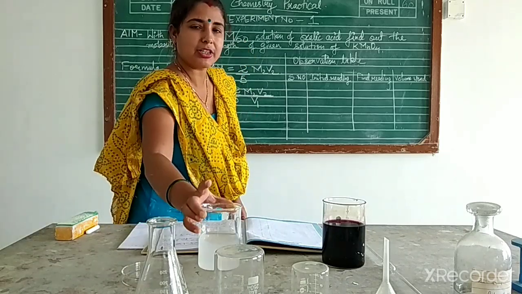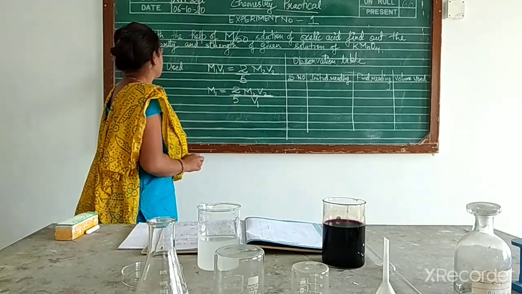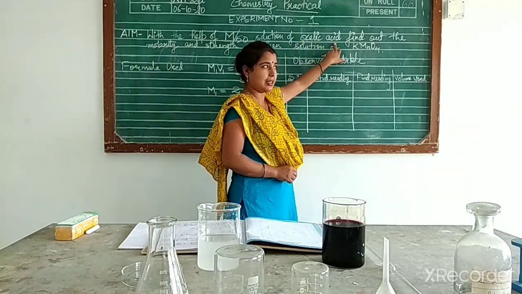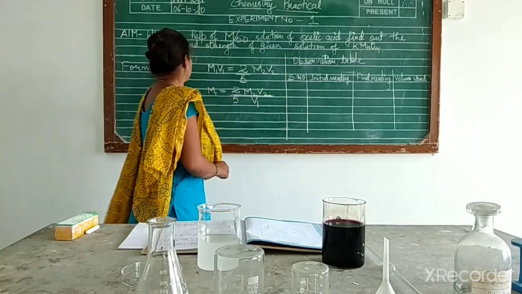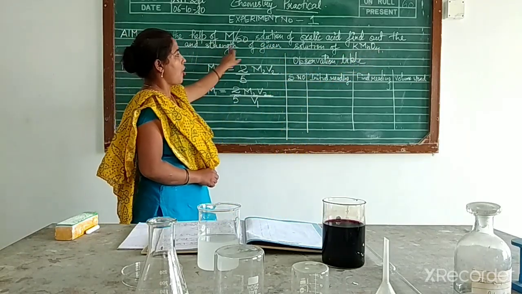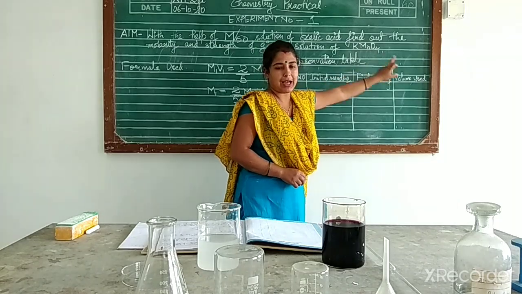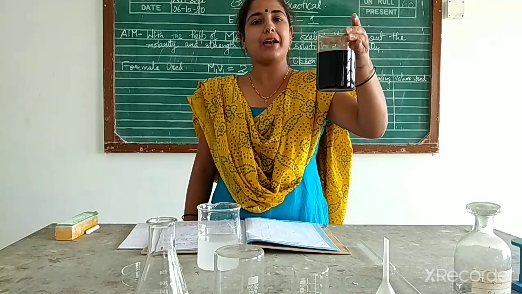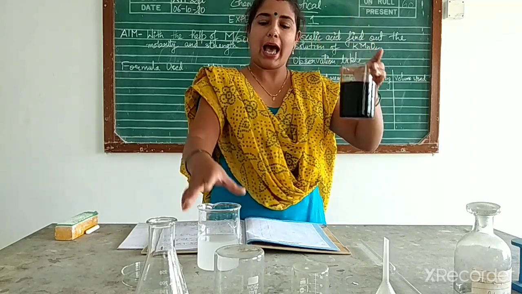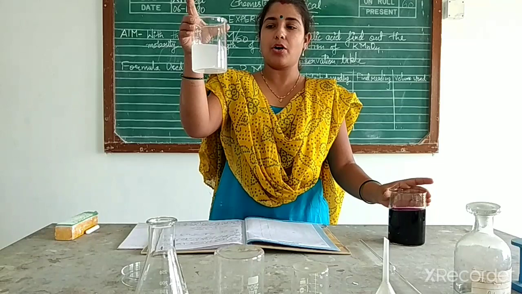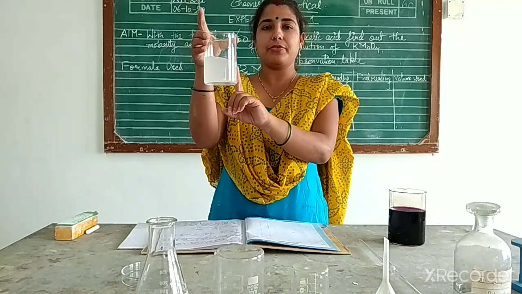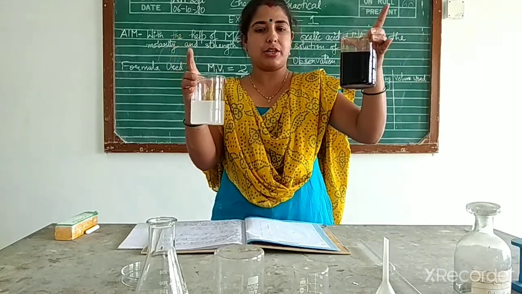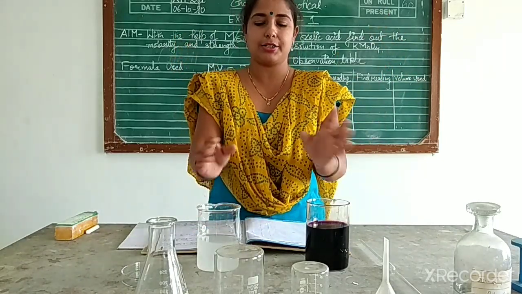So the aim of the experiment for today is, with the help of N/50 solution of oxalic acid, find out the molarity and strength of the given solution of potassium permanganate. This is your unknown solution of potassium permanganate. Its molarity and strength we have to find out, and this is your known solution of oxalic acid. With the help of this oxalic acid, we'll find out the molarity and strength of the given solution of potassium permanganate.